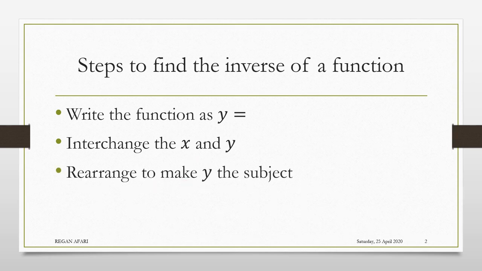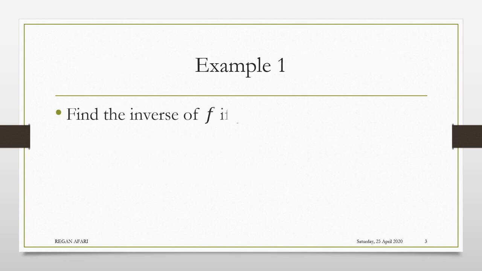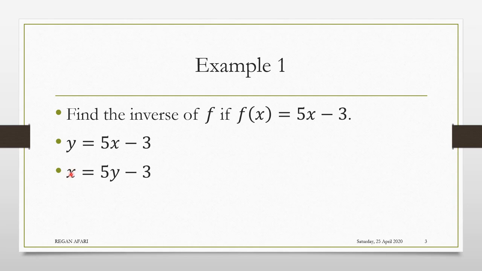Okay, so let's see an example on this. Example 1, we have to find the inverse of f if f of x is given as this. The first step is to equate this function to y. So y is equal to 5x minus 3. Then the second step is to interchange the positions of x and y. So this is what we have: x is now here and y is there. The third step is for us to make y the subject of this equation.